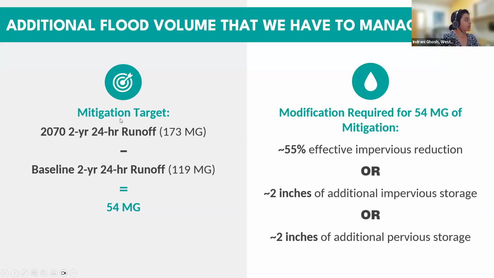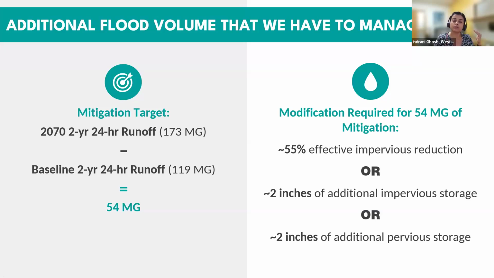So we talked about what our mitigation target is. Now, if we look at that 2-year storm, which is a more frequent storm, as we explained, right? A storm that has a 50% chance of occurring in any given year. We are talking about an additional 54 million gallons of flooding or flood waters that we would have to manage in our communities, in our neighborhoods, to make that future storm no worse than it is today. This lists a few potential opportunities or strategies that we can look at to mitigate that additional flood volume. We could do that by reduction of impervious area.